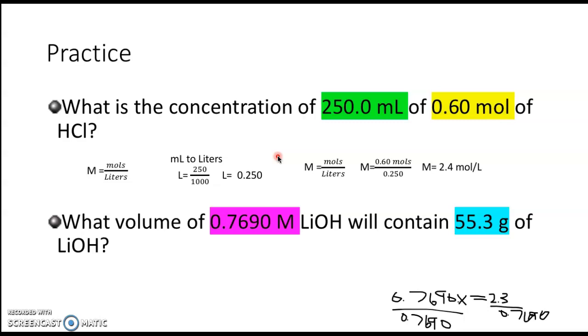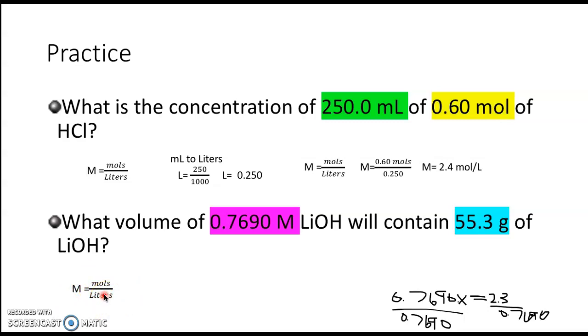So second problem over here, what volume of 0.7690 molarity LiOH will contain 55.3 grams of LiOH? Now, because they gave me molarity, that means they want me to use the molarity formula. So here's my molarity formula. Molarity equals moles over liters. Now, I have molarity, but I don't have moles and I don't have liters. So basically, I can't use this formula.